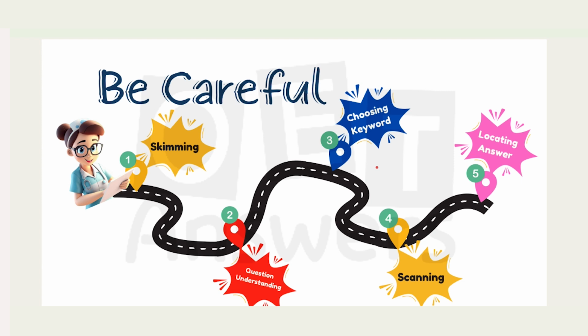Question understanding is very mandatory because you have already gathered a source of information with the skimming technique. So this is the second part, question understanding. If you don't understand the question, you cannot grab the right answer, so you have to understand it in your regional meaning as well. Clear? Next, moving to the third point, choosing keywords.